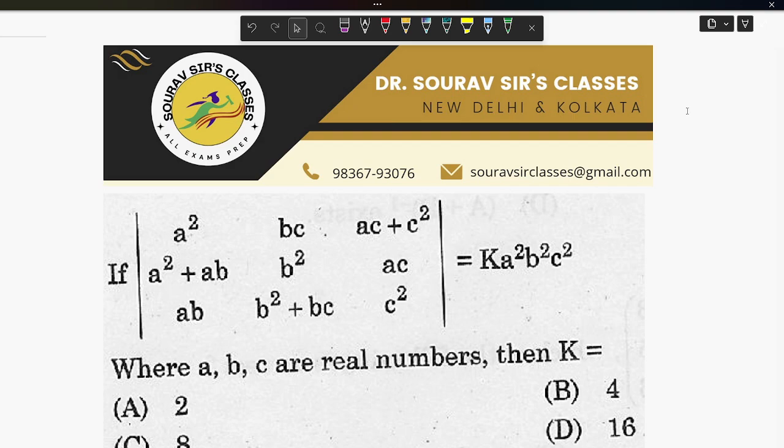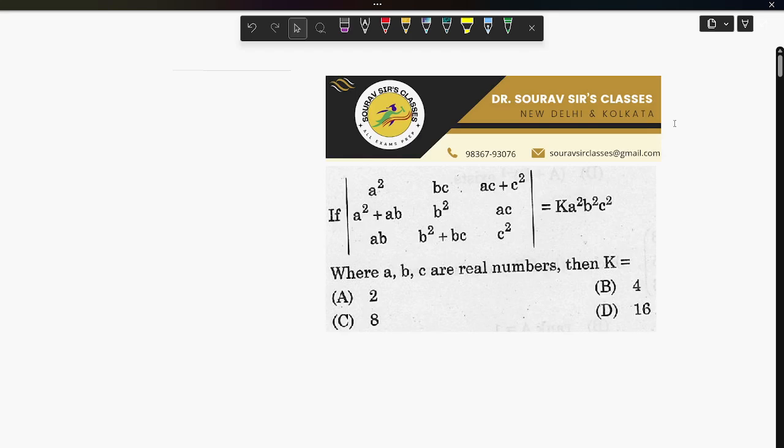Okay, so now we are going to solve a problem which appeared in the year 2024 in the GLET, and the question is telling us that there is a 3 cross 3 determinant whose first row is a square, BC and AC plus C square, our row 2 is a square plus AB, B square and AC, and our last row is AB, B square plus BC and C square. And the determinant is equal to K a square b square c square, where A, B, C are real numbers. Then what is the value of K? There are four options here, which are 2, 4, 8 and 16.